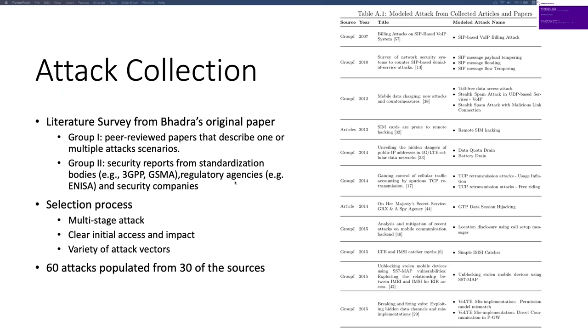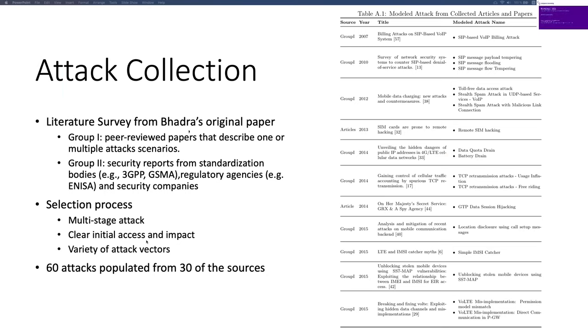For the attack collection, as I mentioned, we collected from the original BADRA paper. And that paper includes two groups of sources. The first group is the peer-reviewed papers that described one or multiple attack scenarios. And the second group is the security reports from standardization bodies, such as 3GPP, GSMA, and ENISA, and other security white papers from security companies that include some real incident reports.